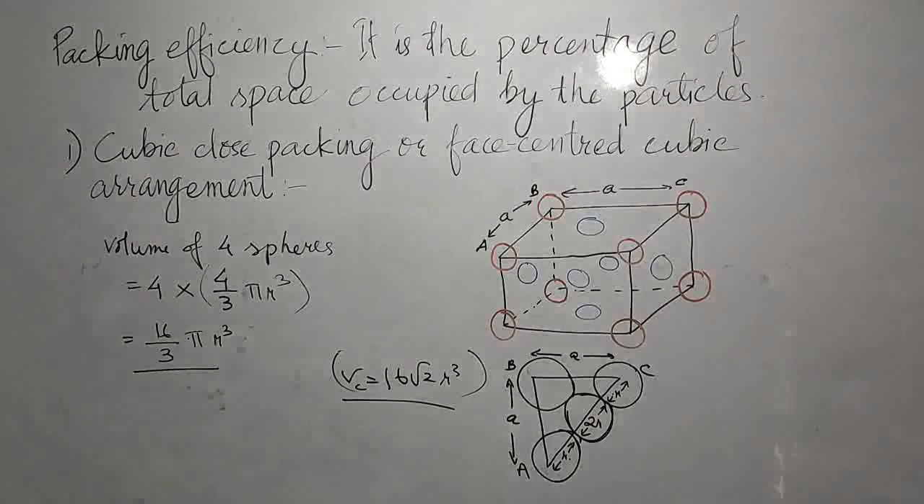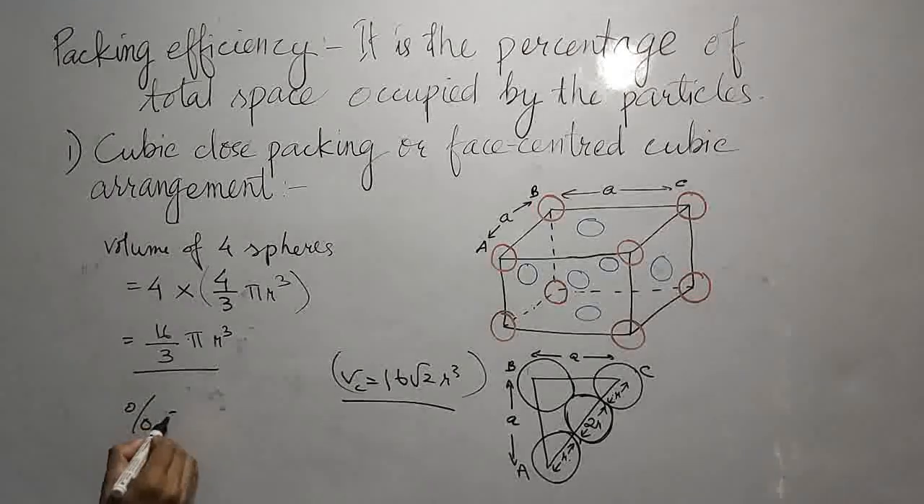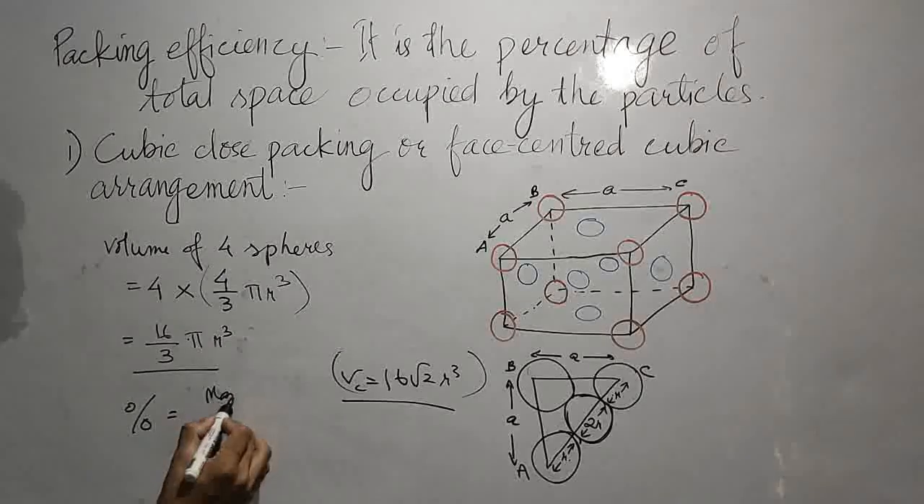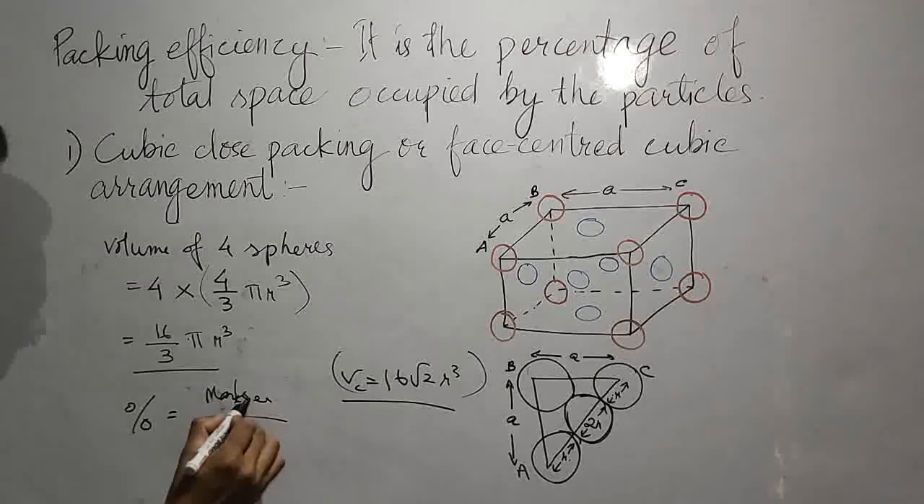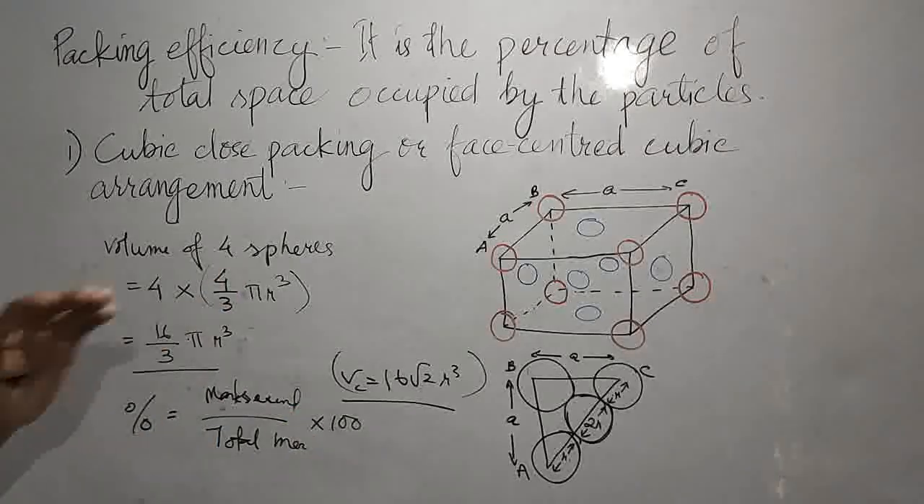Okay, these two. Now packing efficiency, we have to find out the percentage. If I give you just an example, if you're asked to find out the percentage of a particular subject, then how we do is, percentage of any subject is equal to marks secured by total mark, and we multiply it by 100, isn't it? So marks secured and total mark. So here also we apply that same thing.